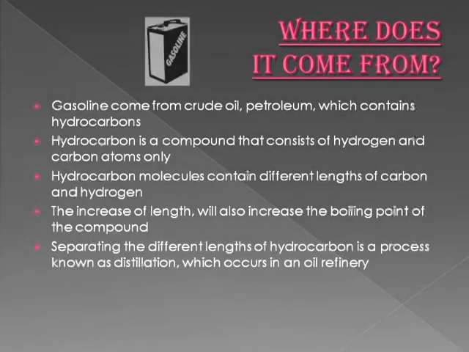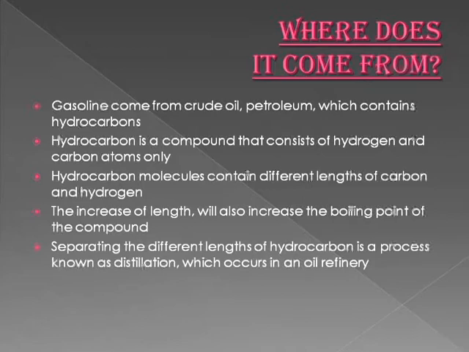As you can see, gasoline first originates from crude oil, also known as petroleum. The crude oil contains various lengths of hydrocarbons. A hydrocarbon is a compound that is made out of hydrogen and carbon. As the length of the compounds increases, the boiling point increases as well.